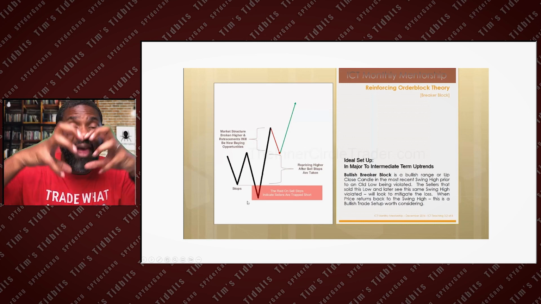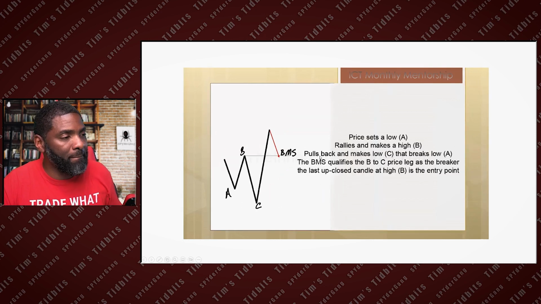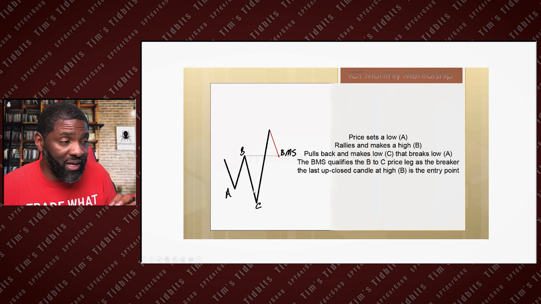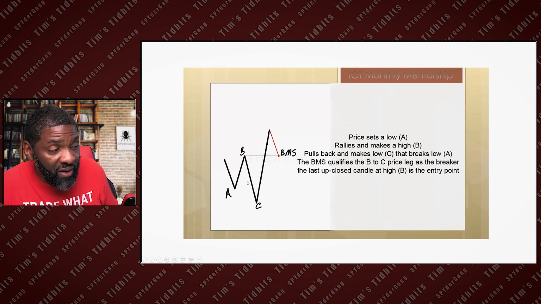Now, let's take all of that ICT said and give it to you the way Lil Timmy Rogers understands it, right? Now, this is how Lil Timmy Rogers sees it. We're talking about the breaker. The difference between the breaker and the mitigation block, they're very similar. The one key difference on the breaker: this high, B, breaks the low at A. That's the difference. On the mitigation block, this high at B would not break this low at A, and it'll go back up.